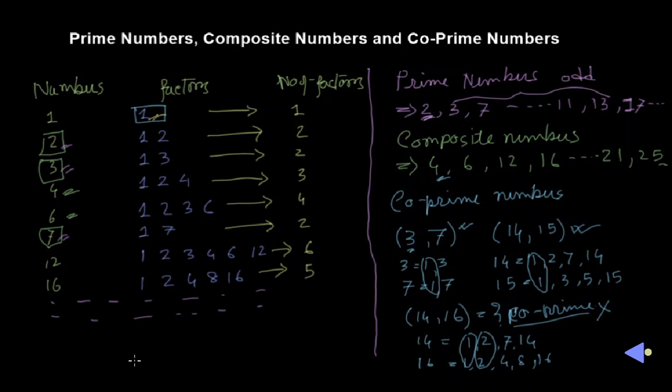We can take other pairs also. It may be different: one is a prime number, another may not be a prime number, like 4 and 5, or you can say 8 and 9. So those are co-prime numbers.